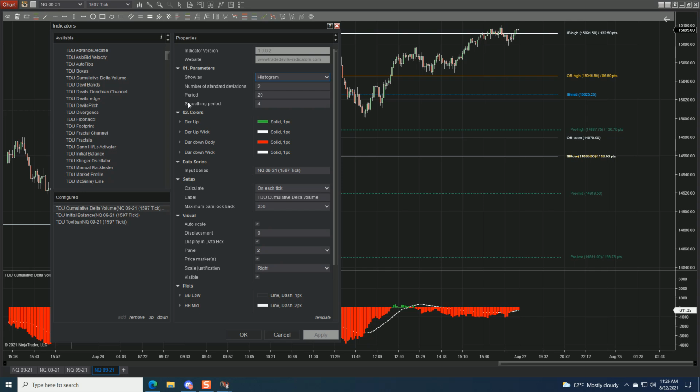This would be relative to the Bollinger Band setting. So number of standard deviations, I think the default here is very adequate. So 2 standard deviations, very common. A 20-period moving average makes sense. I've got a smoothing period of 4. You can change these to your heart's content, whatever you'd like.